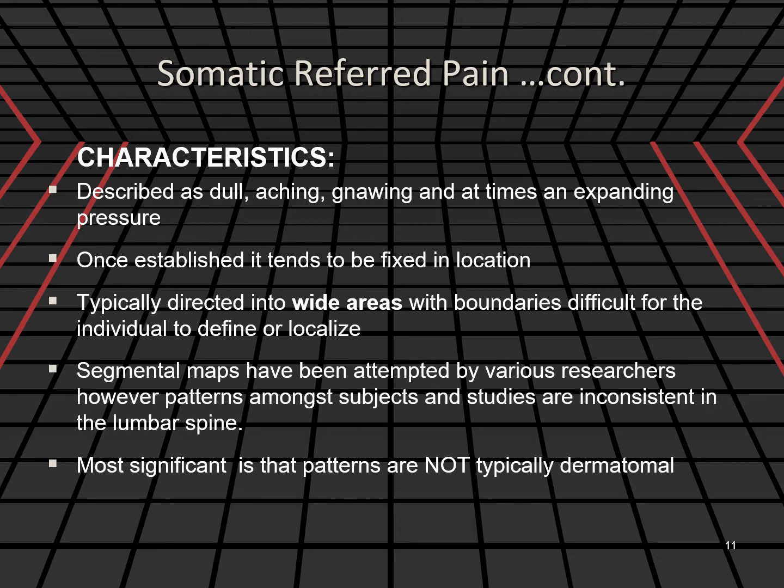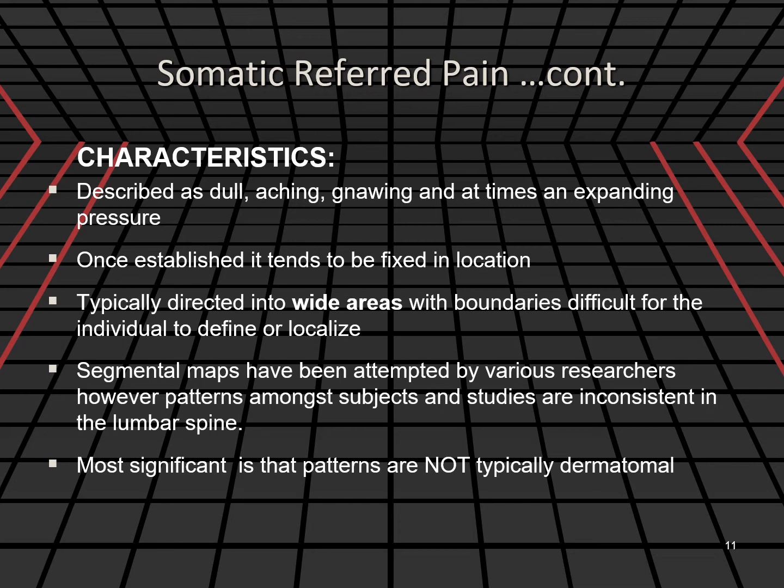Somatic referred pain is dull, it's achy, it's gnawing, it's aggravating. Sometimes it feels like pressure, like an expansion in the tissue. It tends to be in fixed locations, into wide areas where the exact pinpoint boundaries are actually difficult for the individual to define. So they may put the hand on their thigh. I mean, they know where the pain is. But if you ask them for specific boundaries, they start pointing all over and wrapping their hand around the leg.